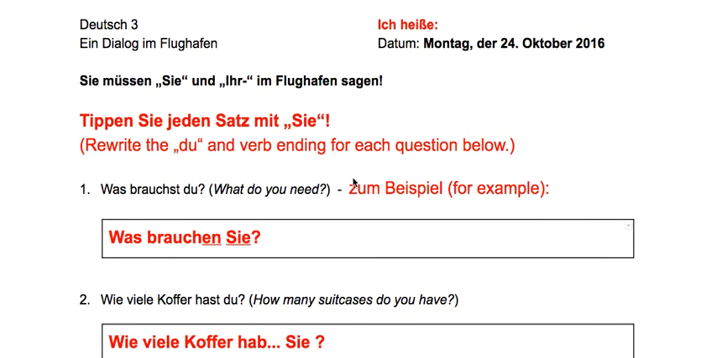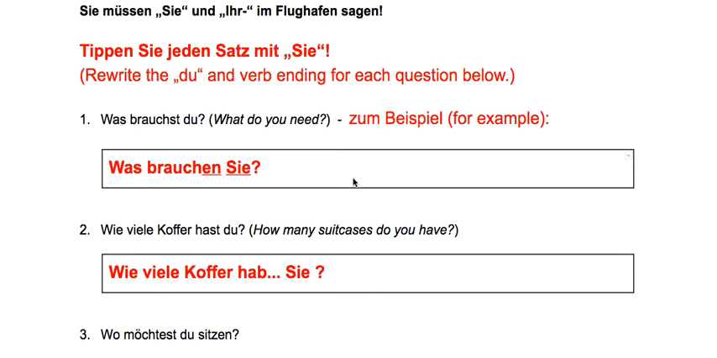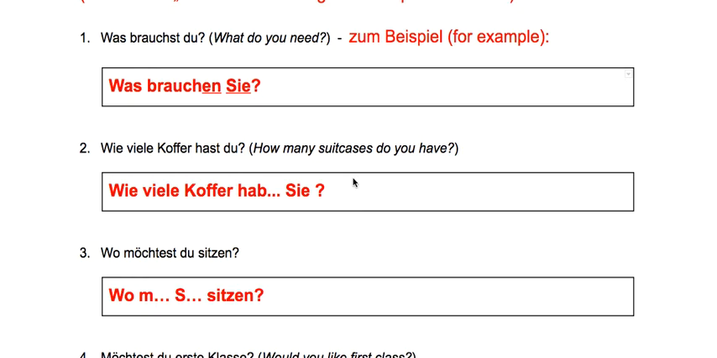As you can see in the first two problems, I've just given you some examples. The directions say, tippen Sie jeden Satz mit Sie. Please type each sentence with Sie. As you know, Sie is the formal you, so you're rewriting the du and the verb ending for each question below. Here are your examples. Was brauchst du means what do you need. So to make it formal, you would say Was brauchen Sie? Was brauchen Sie?